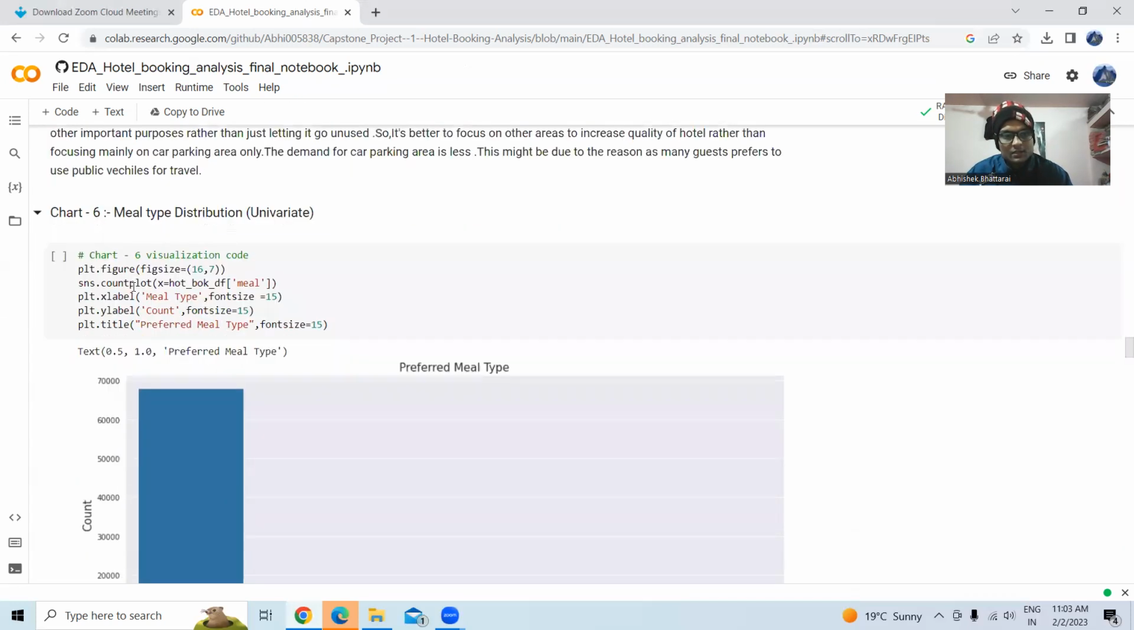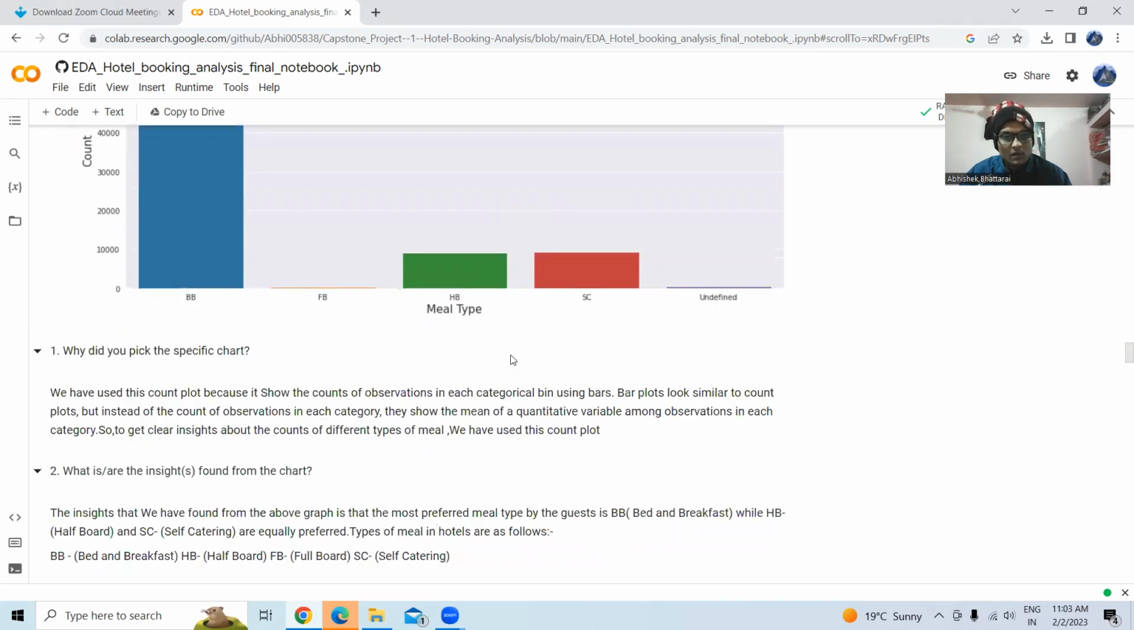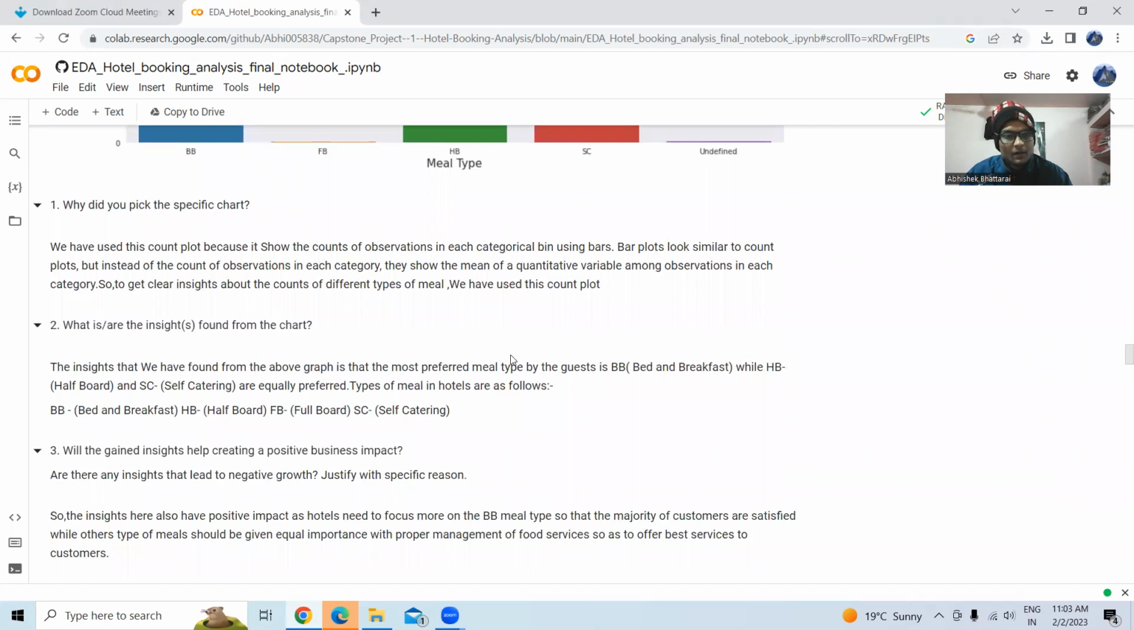In chart 6, we have shown the meal type distribution, and this is also univariate analysis. From the chart we can see that BB, that is bed and breakfast, is the most preferred meal type, followed by HB and SC, and FB and undefined are the least preferred. So from this we can conclude that hotels need to work on the other meal types also, because they are much less preferred.